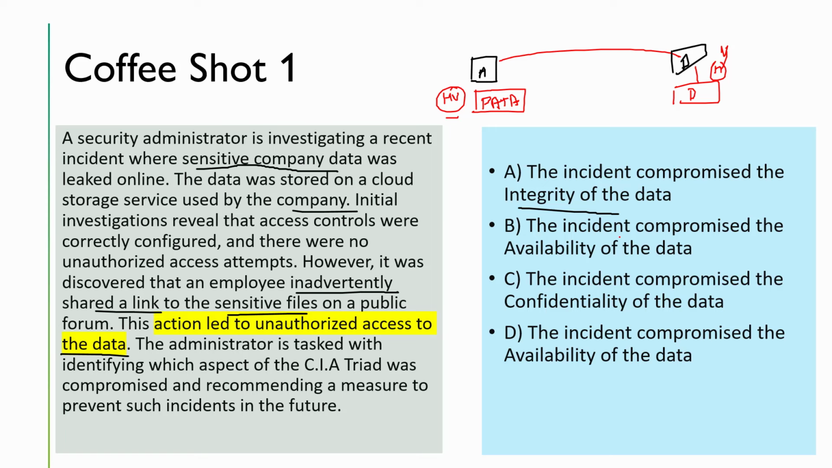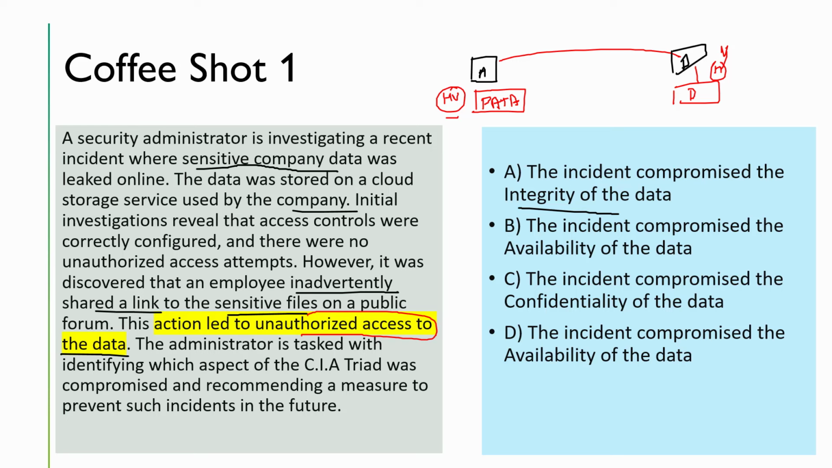Second, the incident compromised the availability. Actually, here the link is there, so it is not about availability, because availability ensures the data must be available whenever it is required. Third is the incident compromised the confidentiality of the data, which makes sense, because in this scenario they were able to access information for which they are not authorized. And last is the incident compromised the availability of data, again the same, which is not true.